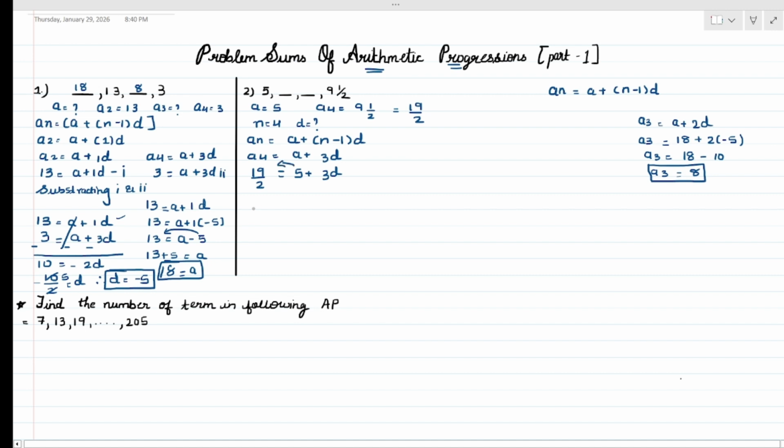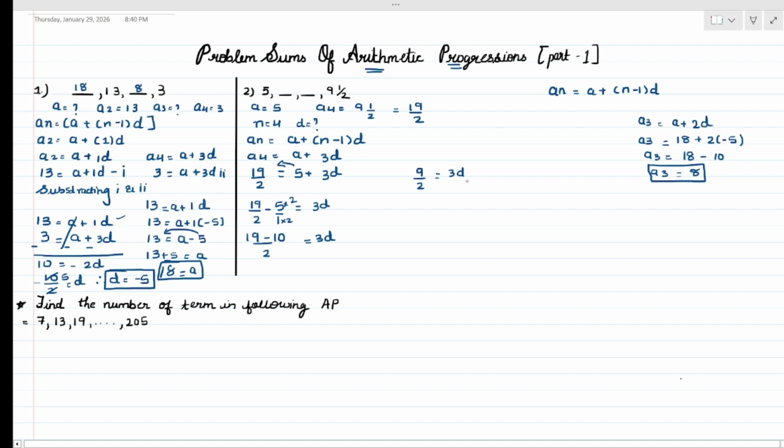Now my 5 is changing its side. That means it becomes 19 by 2 minus 5 equals 3D. Okay. Now I can't subtract 5 from 19 by 2 directly, so I need to first make the denominator the same. So take out your LCM. 2 ones are 2. That means whatever you are doing in the denominator will go in the numerator as well. You will get 19 minus 5 2s are 10 upon 2 equals 3D. Now 19 minus 10 gives me 9 upon 2 equals 3D.